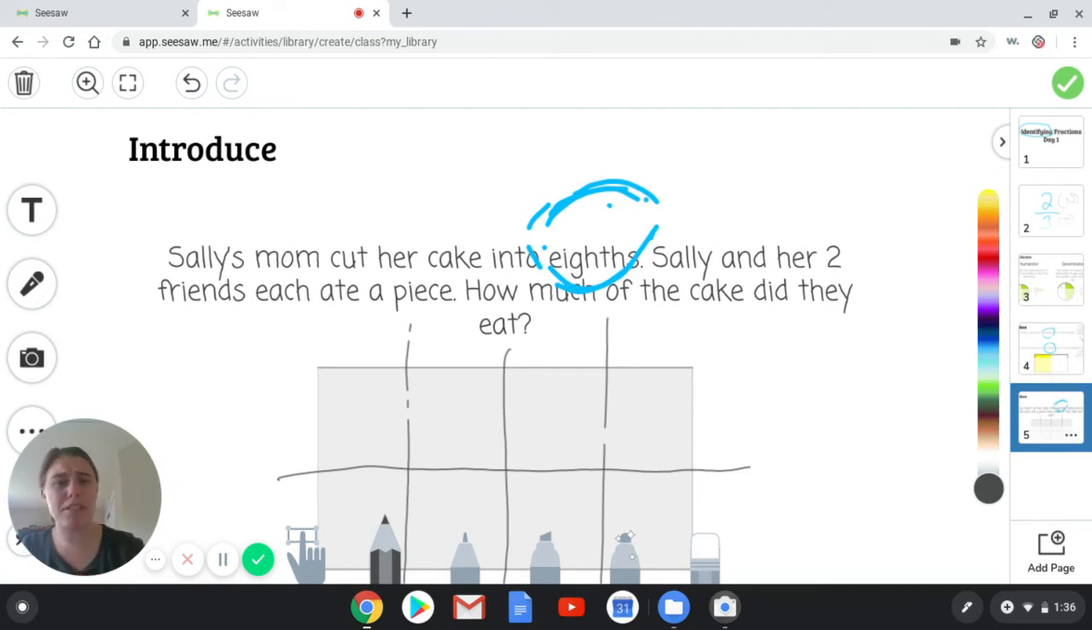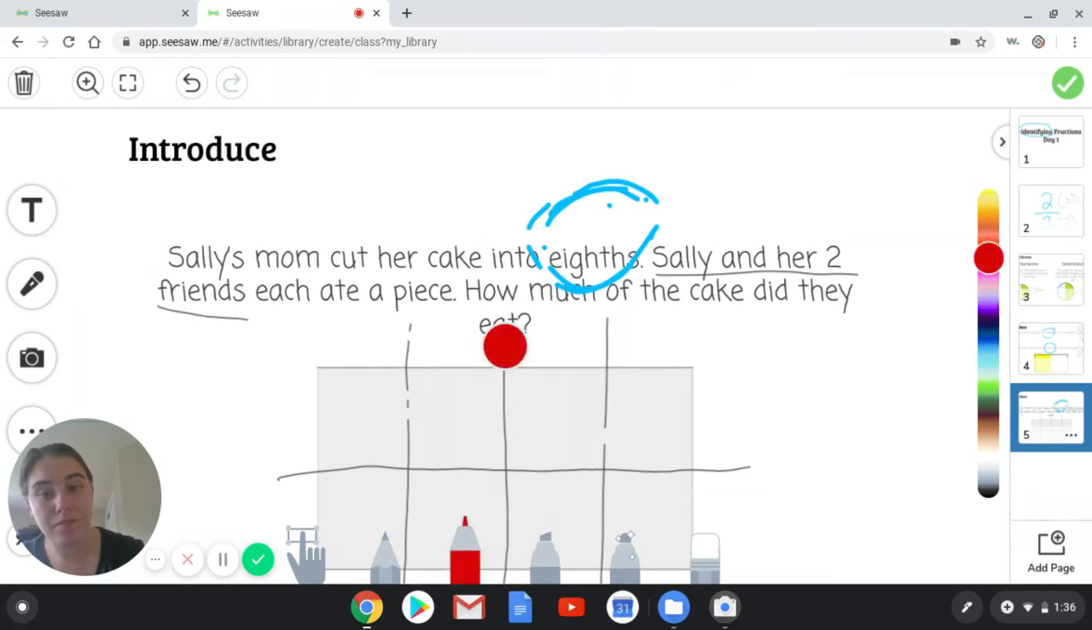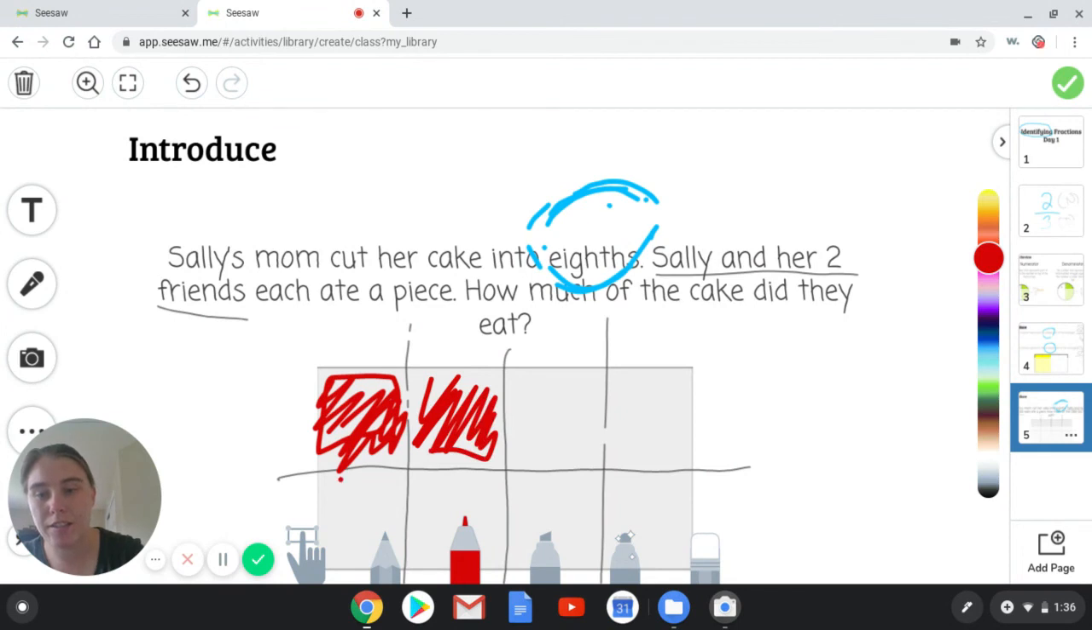Now my problem says Sally and her 2 friends each ate a piece. So that means Sally, friend number 1, and friend number 2. That means we need to shade in 3 pieces in order to show Sally and her friends. One friend, 2 friends, 3 friends. Now let's go back to our question.